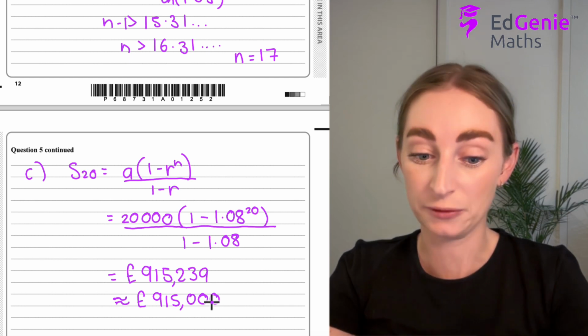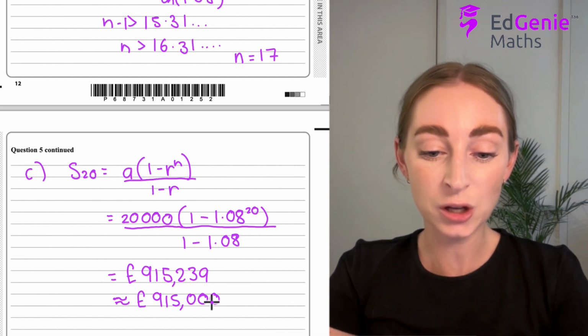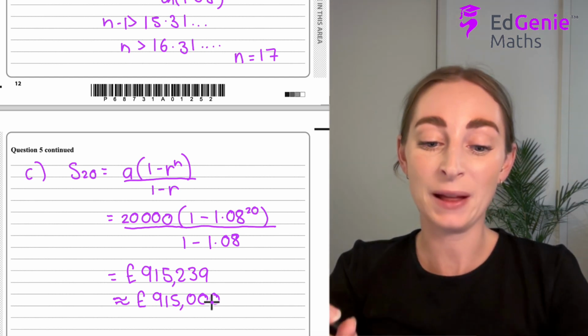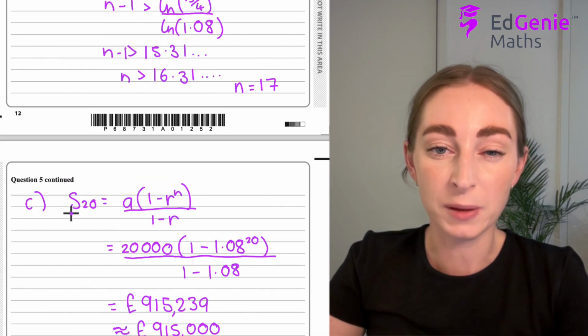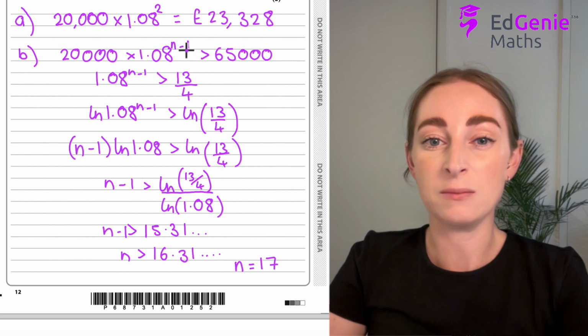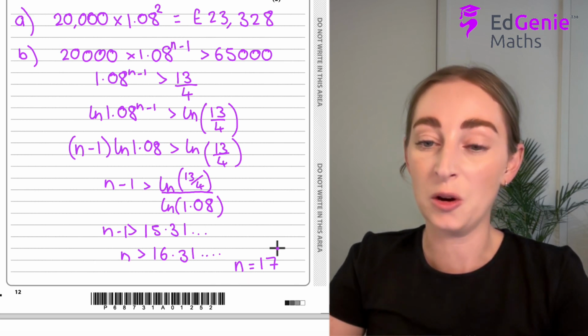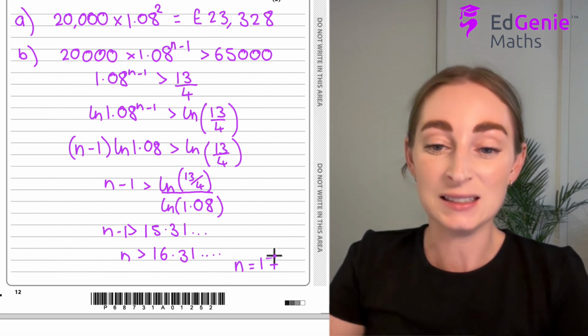So the examiner report said that about 35% of candidates got full marks, but that still means like 65% of people didn't get full marks. And the most common error was forgetting about the n in part 2, which is B, and not doing the n minus 1. So that meant a lot of people had an answer of 16 instead of having an answer of 17.